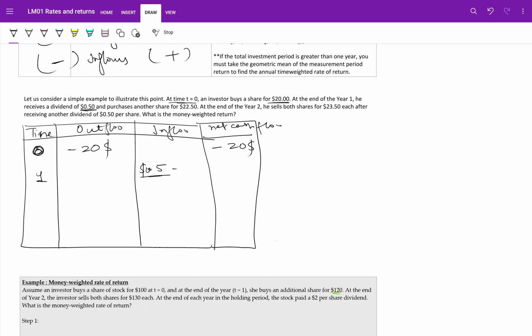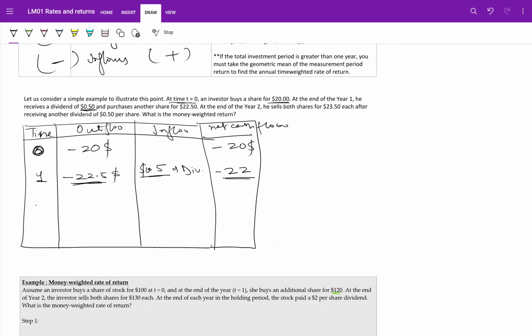dividend. This is the dividend. And he purchases another share for $22.5, one more share for $22.5. This means if I look at the total net cash flow, there was a cash outflow of $22.5, but there was a cash inflow of $0.5. So the cash outflow was only $22.